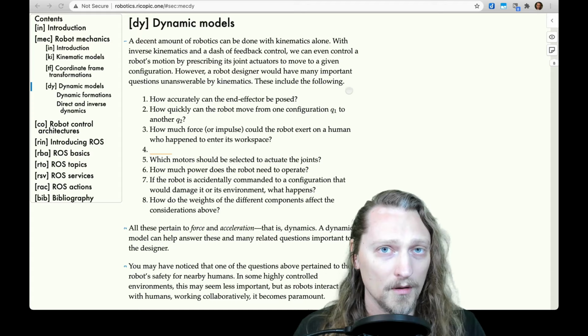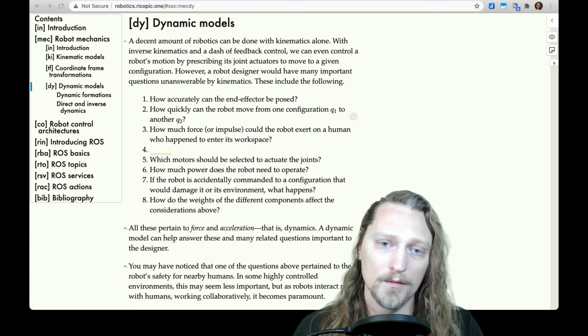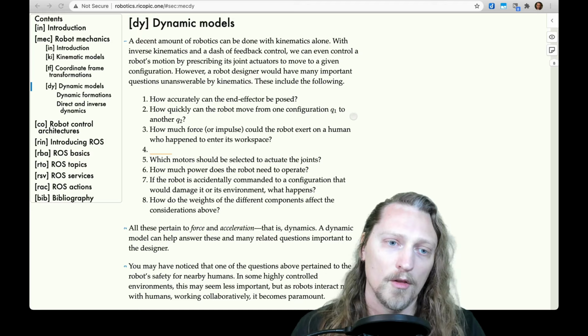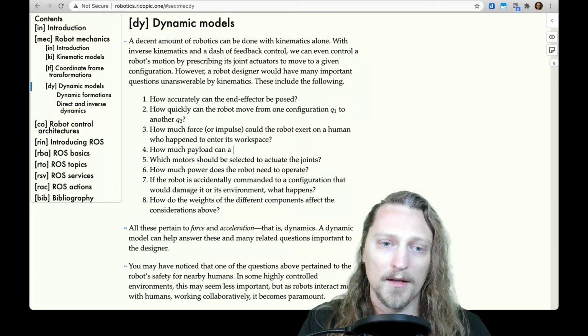These include the following. 1. How accurately can the end effector be posed? 2. How quickly can the robot move from one configuration, Q1, to another, Q2? 3. How much force or impulse could the robot exert on a human who happened to enter its workspace? 4. How much payload can the robot handle?